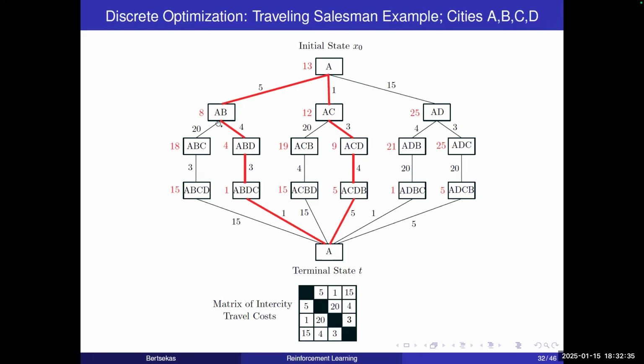Now, to evaluate this choice and this choice, we just need to compute the sum of this arc plus the optimal cost to go. So from B to C, the cost is 20, which is marked here, and the optimal cost to go of ABC is 18. So for this choice, we get 38, whereas this choice costs 8. So we write down 8 here. And similarly for AC and AD.